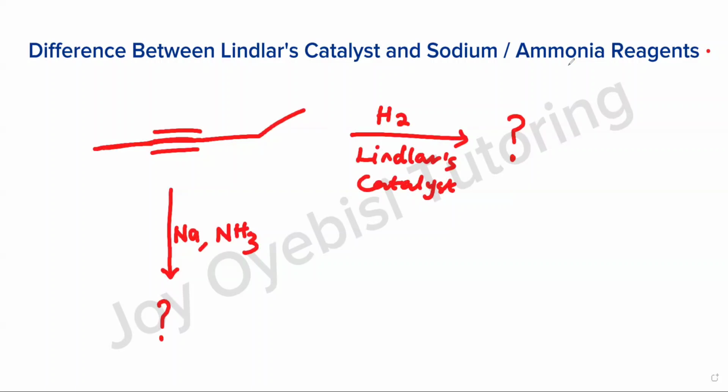Difference between Lindlar's catalyst and sodium ammonia reagents. When an alkyne reacts with Lindlar catalyst, the product formed is a cis-alkene. So the hydrogen would reduce this triple bond to a double bond, giving us a cis-alkene.